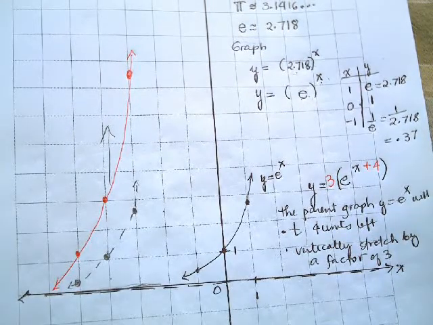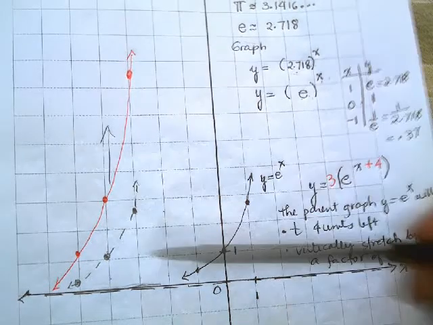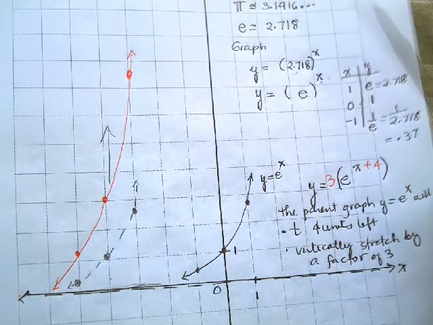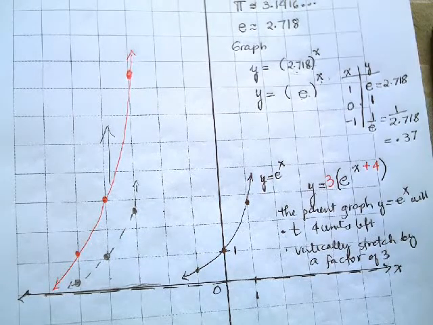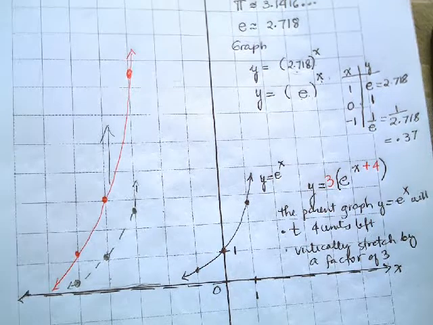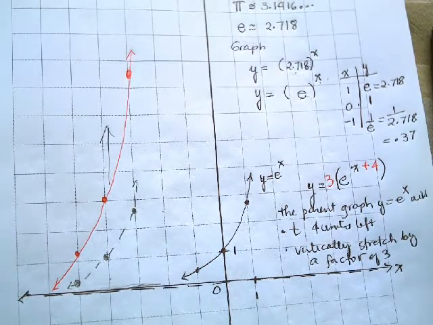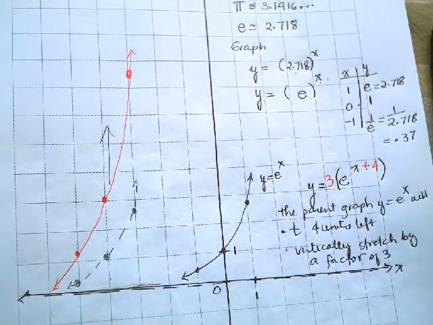So let's do the summary here. What is the y-intercept? What is the asymptote, domain and range, and everything, like what we did before.